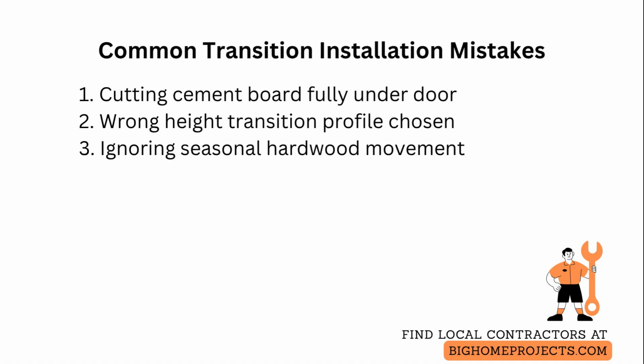3 common mistakes are cutting the cement board all the way under the door, picking a transition profile that is the wrong height, and failing to account for seasonal movement of hardwood. Cutting the cement board full length often prevents a secure attachment for the transition strip and makes a neat reveal impossible, so stop the backer board short and fasten the transition to the exposed subfloor.